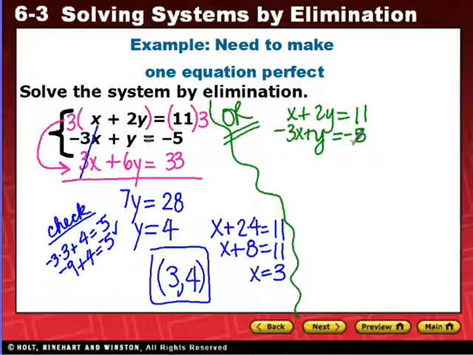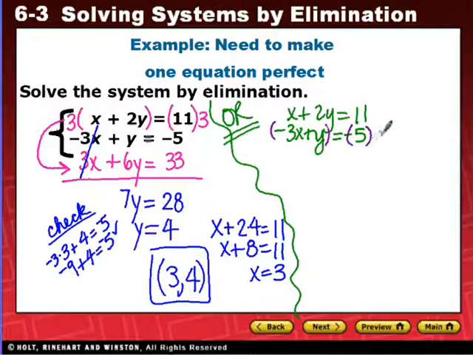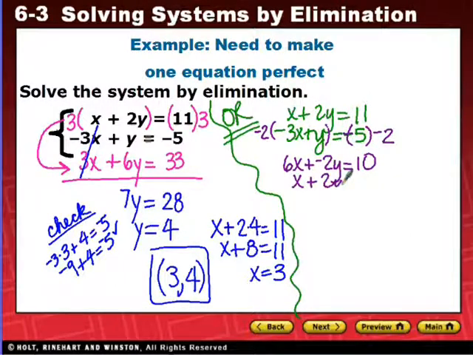So if I didn't want to get rid of the x's and I instead wanted to get rid of the y's, what I would do is multiply the second equation by -2, because they're both positive, so we need the 2 to be negative. And I would then get 6x plus -2y equals, this 5 is negative also, positive 10. And my first equation was x plus 2y equals 11. I'm going to add them together, and I get 7x's plus nothing, because those drop out, equal 21.